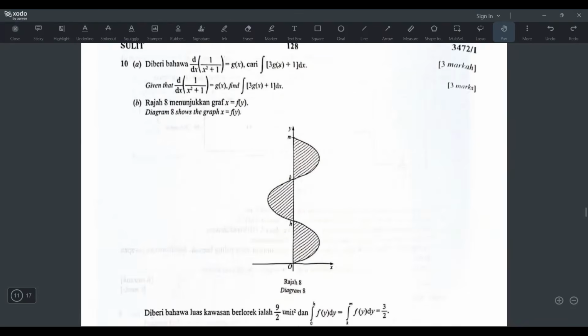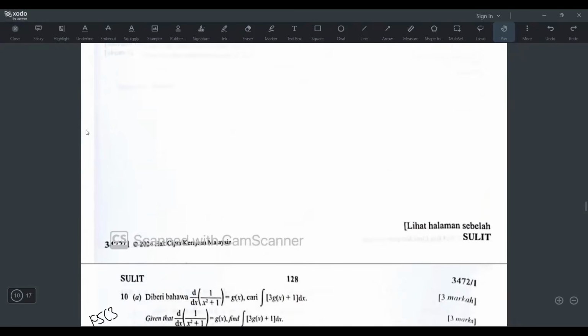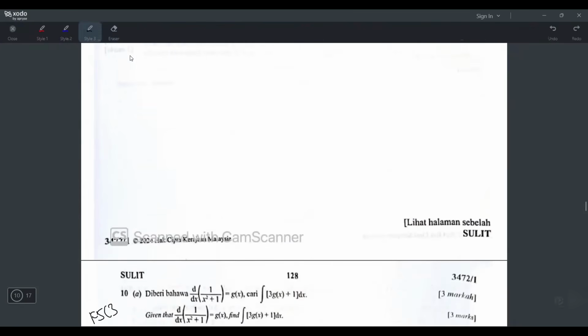Okay, number 10. All right, this one is from chapter 3. Yeah, integration. Okay, I will do my working up here. So let's read the question. Given that d over dx of 1 over x squared plus 1 equals gx. Okay, what does this mean? It means when you differentiate 1 over x squared plus 1 with respect to x, you will get gx. That's what it means. Okay, but I want to find the integral of 3gx plus 1 dx.